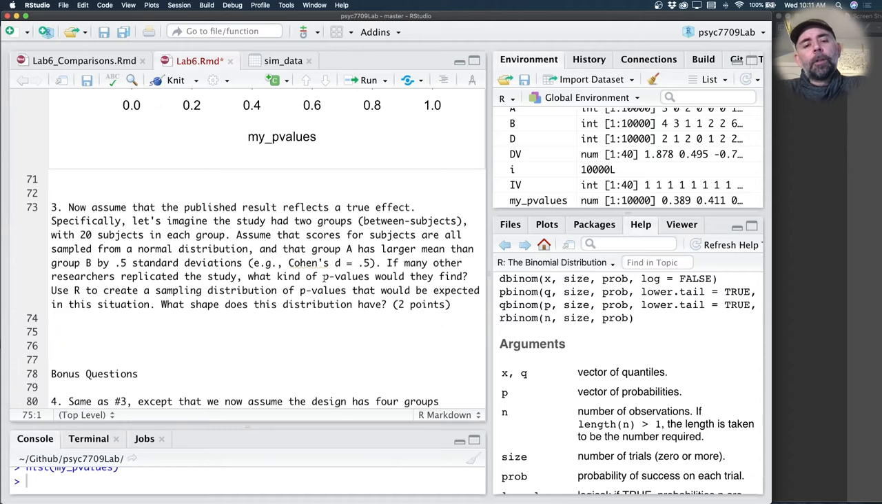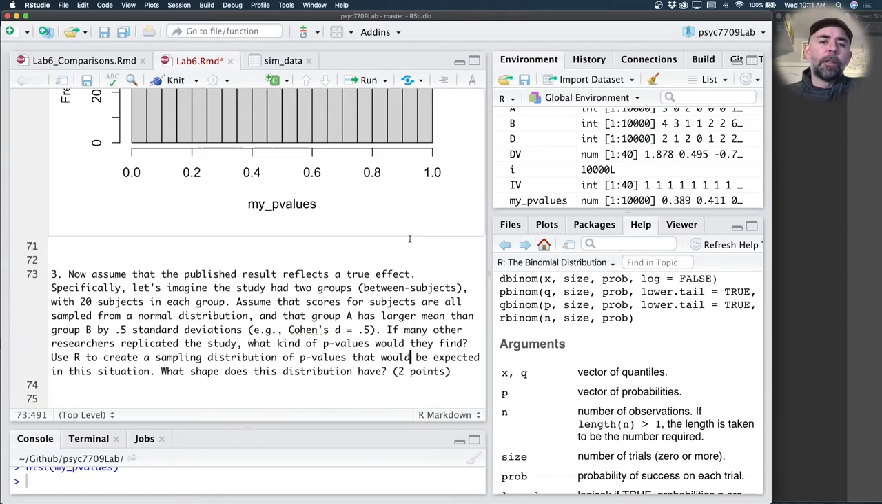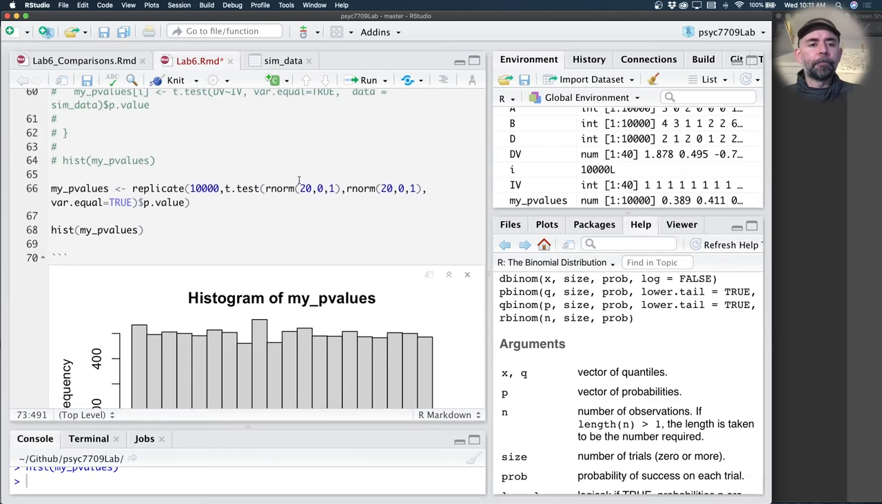And what we want to know is, if all of those researchers saved their p-value and looked at it, and we looked across all of the p-values, this would be like another sampling distribution of p-values. What would we expect to find in this situation? So this is what the distribution of p-values looks like when there is no true effect. What will it look like when there is a true effect?